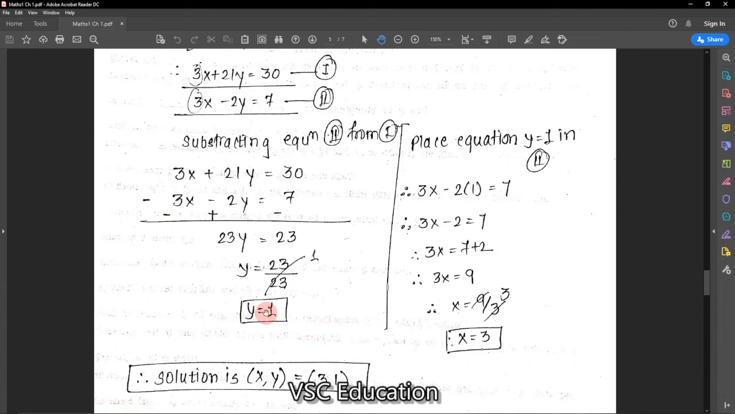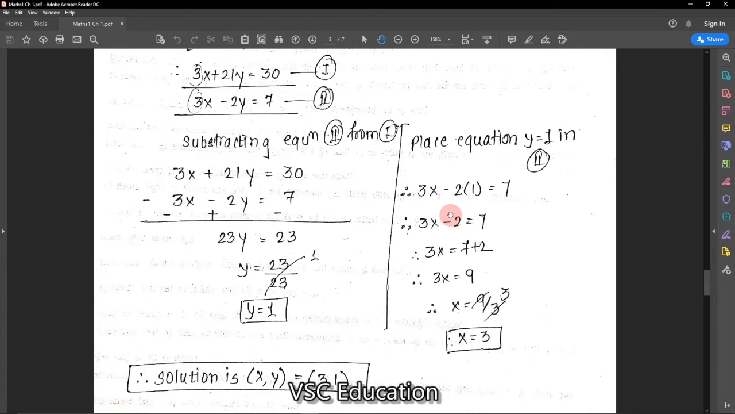So what is the value of y? 1. Okay. Clearly, y's value is 1. So we put this value in any equation. So place the value of y in equation 2. What is the second equation? Second equation is 3x minus 2y is equal to 7. So 3x minus 2 into the value of y, 1, is equal to 7. So 3x minus 2 ones are 2 is equal to 7.